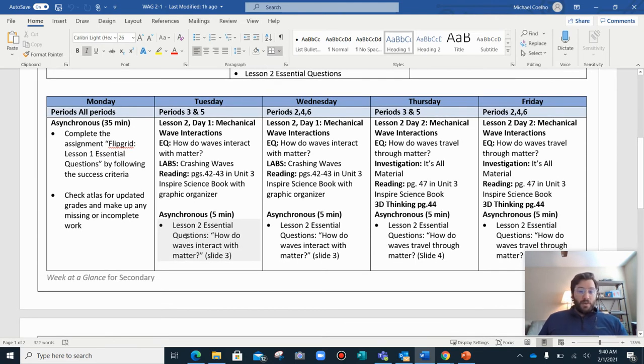And we'll be finishing off the day with our Lesson 2 essential questions. How do waves interact with matter? So we start off with the question, how do waves interact with matter? We finish off with the question, how do waves interact with matter?